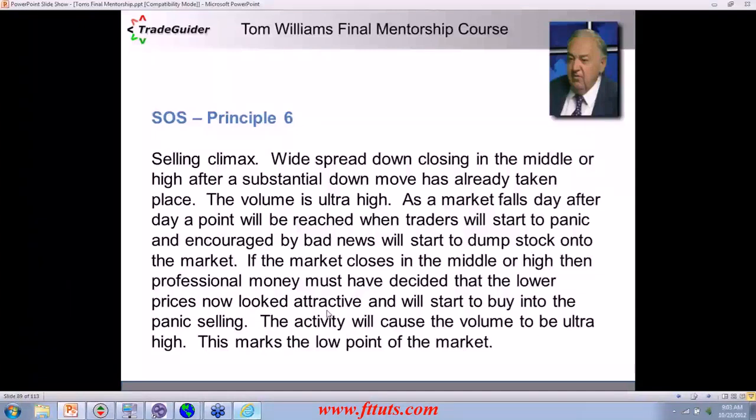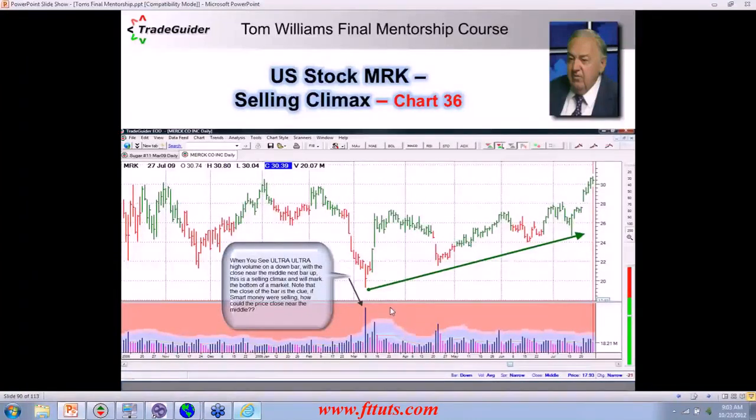If the market closes in the middle or high, the professional money must have decided that the lower prices now look attractive, and they will start to buy into the panic selling. The activity will cause the volume to be ultra high. This point is the low of the market. This marks the bottom, and it's similar to the bag holding signal, except the spread is wider. You see these all the time. They're very common.